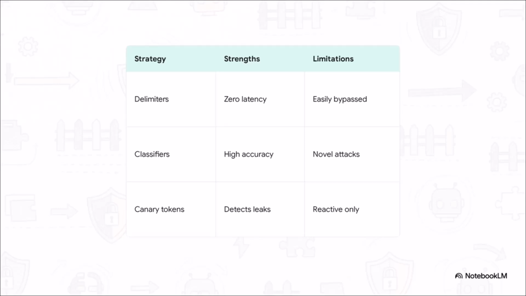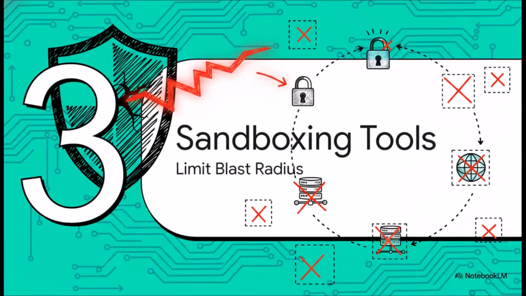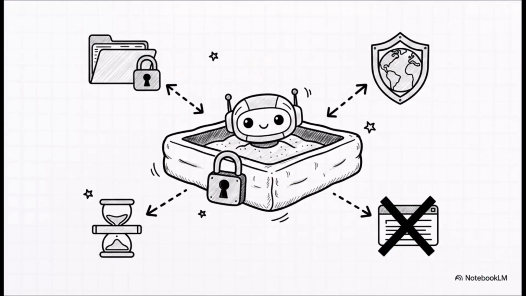It's a brilliant tripwire. But let's be real. Eventually, a novel attack is going to slip through. And that brings us to layer 3, sandboxing and tool limits. Time to contain the blast radius. If they get past the guards, we put the agent inside a strict sandbox. Think of it as a padded room for your AI.